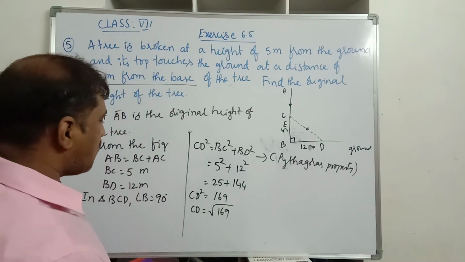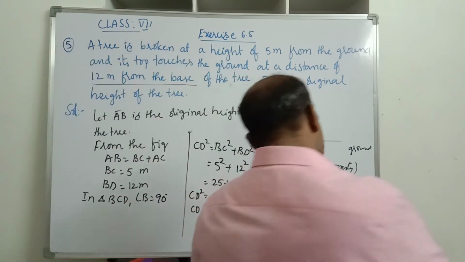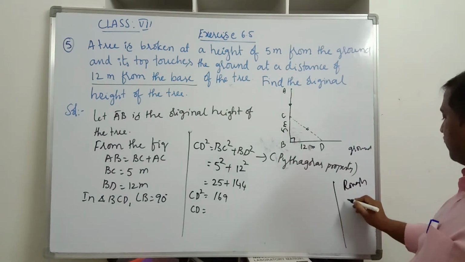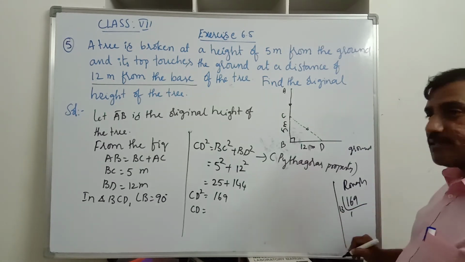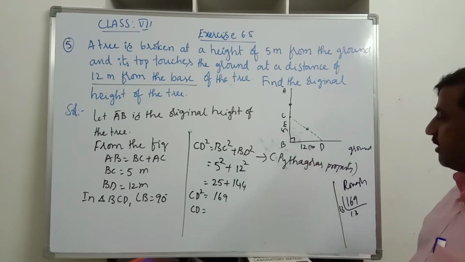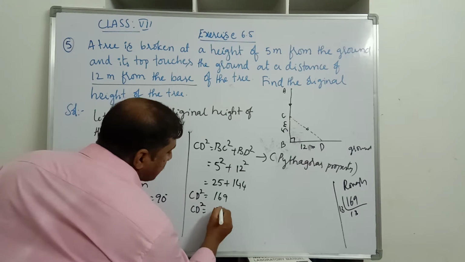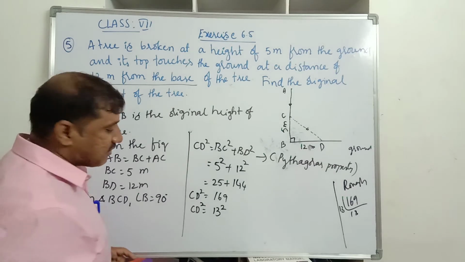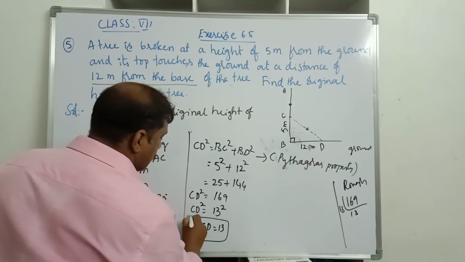Or you can find its square root by using what? Prime factorization. Here it is rough work. 169 prime factorization. It is divisible by 13 only. 13 ones are 13. 16 minus 13 is 3. 3 with 9, 39. 13 threes are 39. Therefore 169 can be written as 13 square. Again the powers are same, therefore their exponents are same, therefore their bases will be equal. Therefore CD is equal to 13.